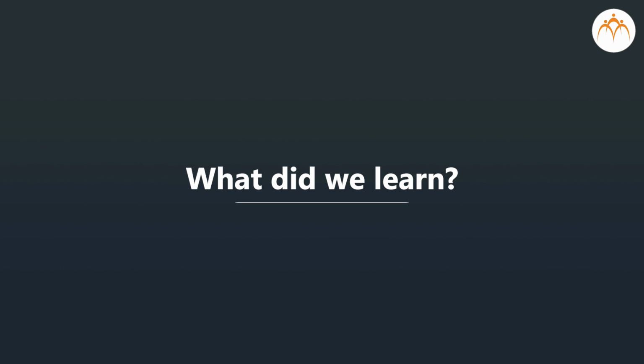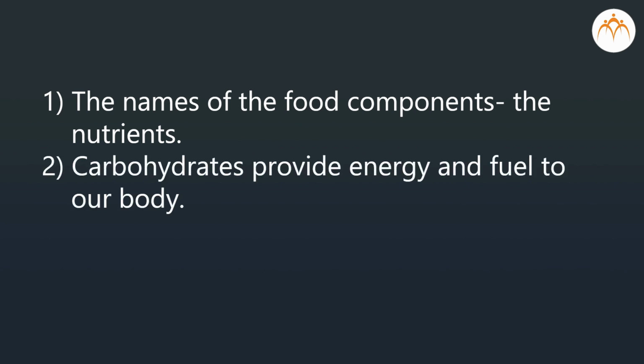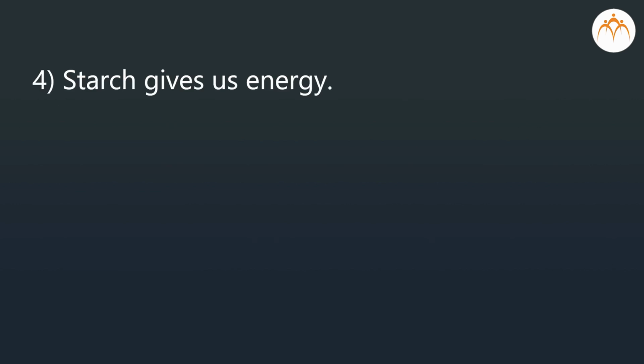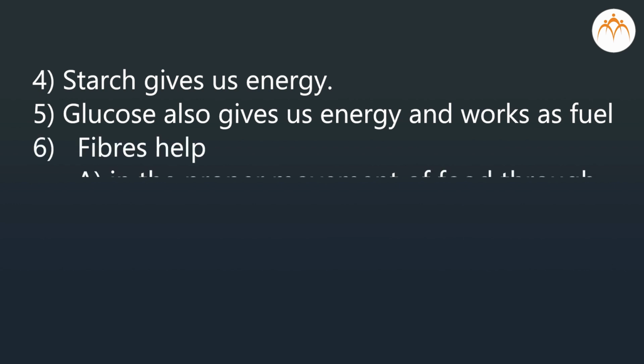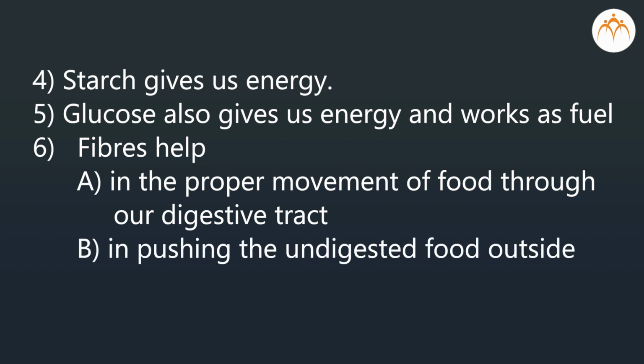What did we learn? The names of the food components and the nutrients. Carbohydrates provide energy and fuel to our body. Carbohydrates are of three kinds: starch, glucose and fibers. Starch gives us energy. Glucose also gives us energy and works as a fuel. Fibers help in the proper movement of food through our digestive tract and also in pushing the undigested food outside the body.